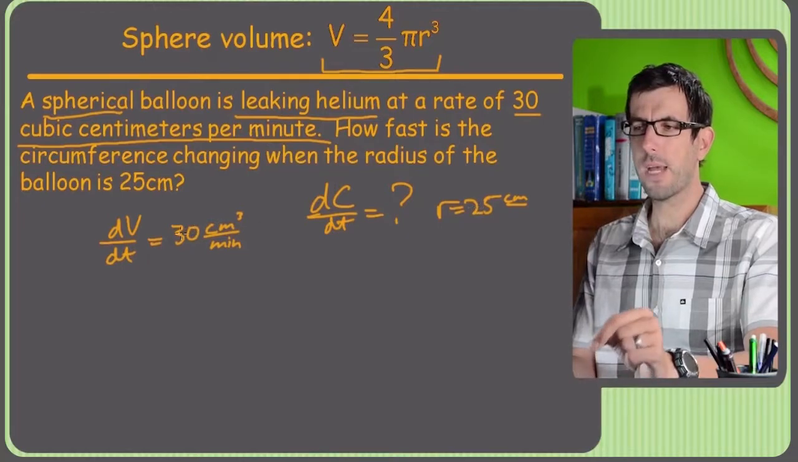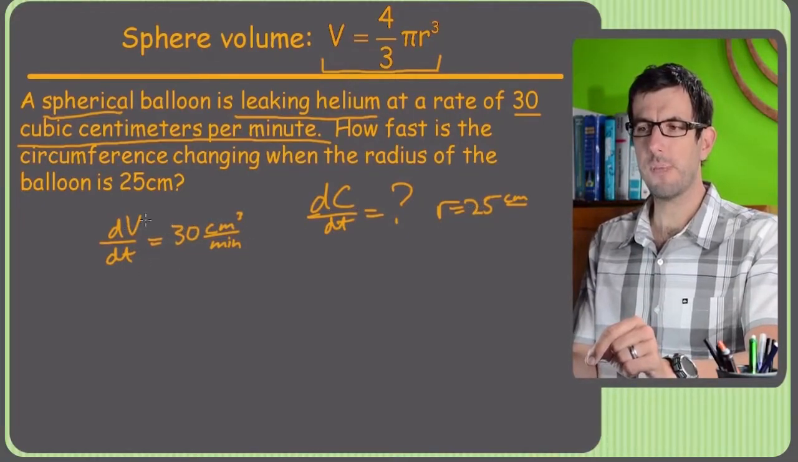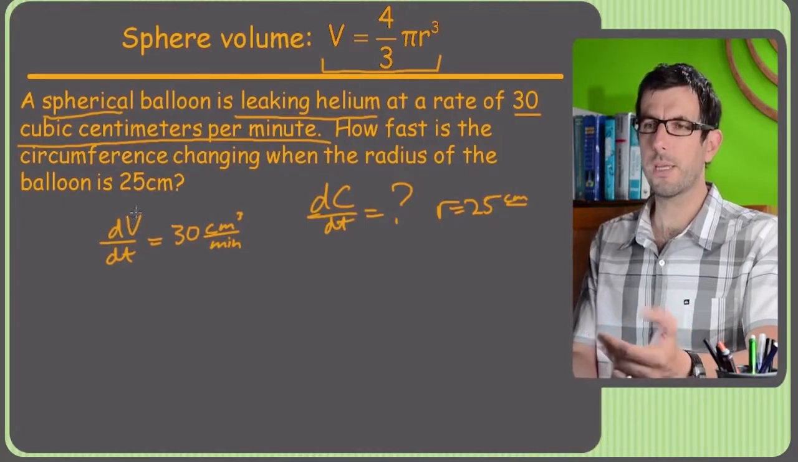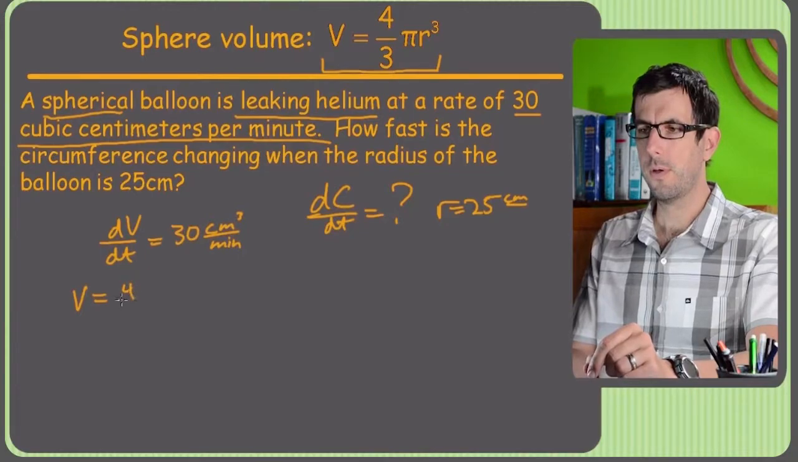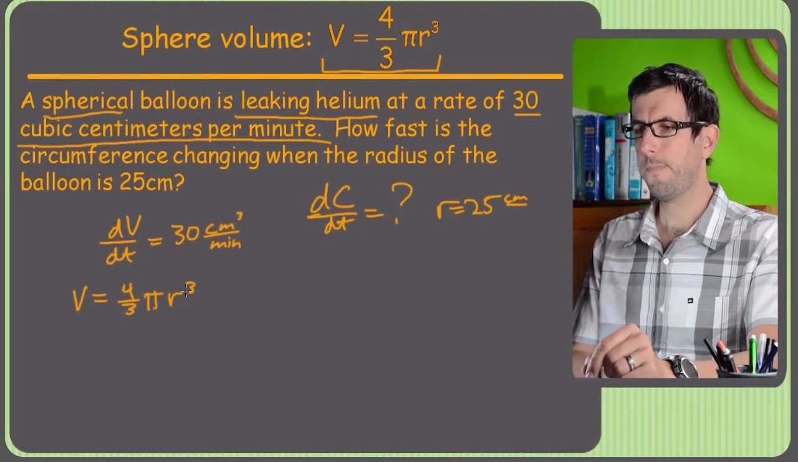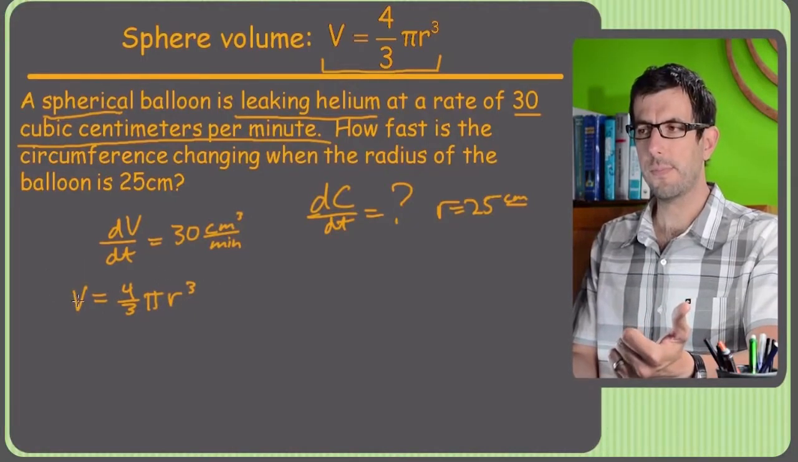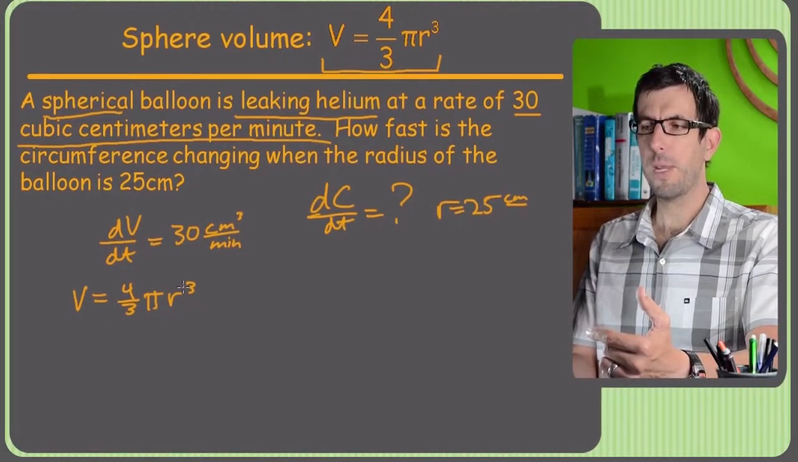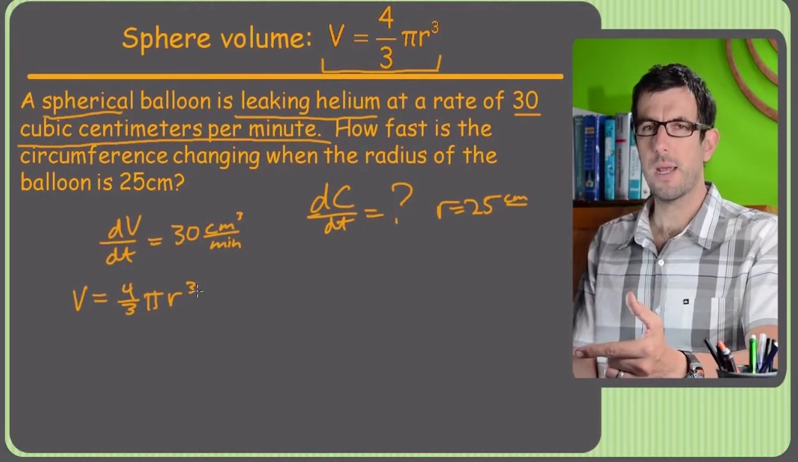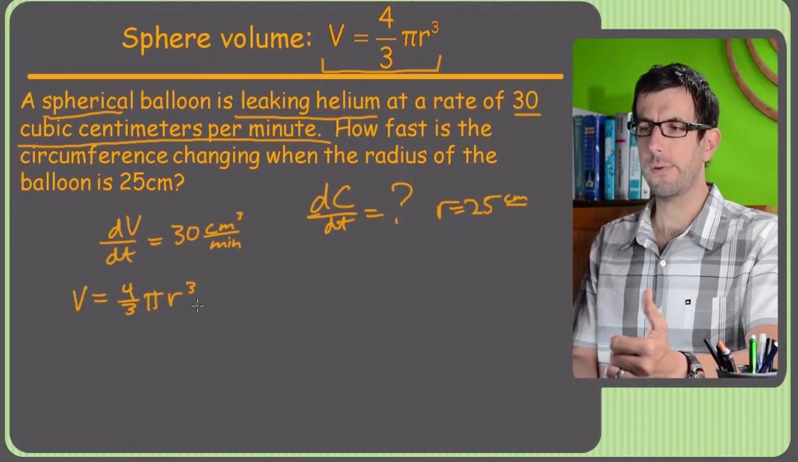So I've got r, I've got dV dt. They're asking for dC dt, but obviously if I'm dealing with volume, there's really only one equation I can use, and that's the one up here. So we'll just write that down. V equals 4/3 pi r cubed. So if we took the derivative of this right now, we'd have a dV dt, we'd have some r's like an r squared, which is fine, but we'd have a dr dt. And I don't want a dr dt, I want a dC dt. Huh.